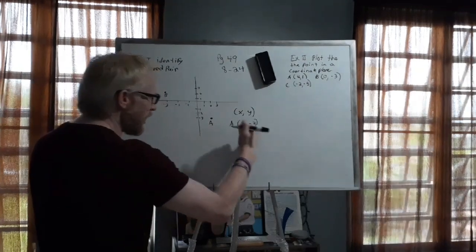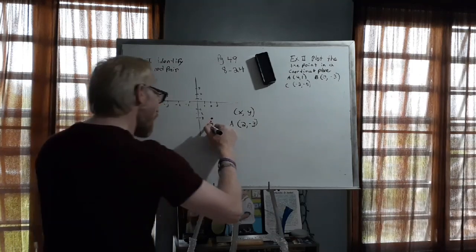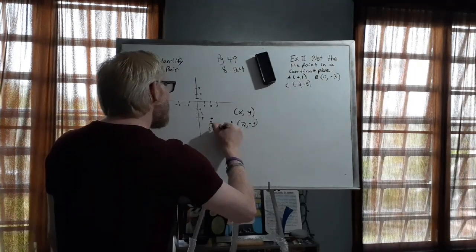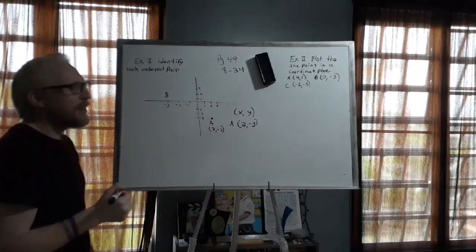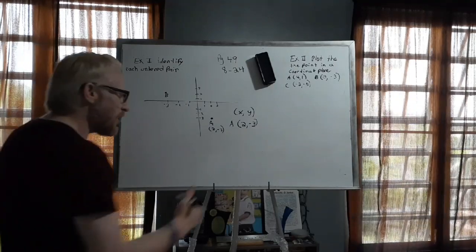So you can actually write it on a separate sheet of paper or separately from the ordered pair, or you can just write it down here. It really doesn't make much of a difference. So I just wrote it like that. Now they want us to identify B. What ordered pair is B?